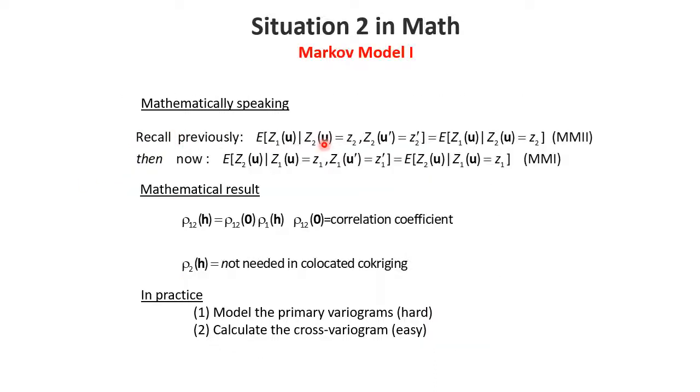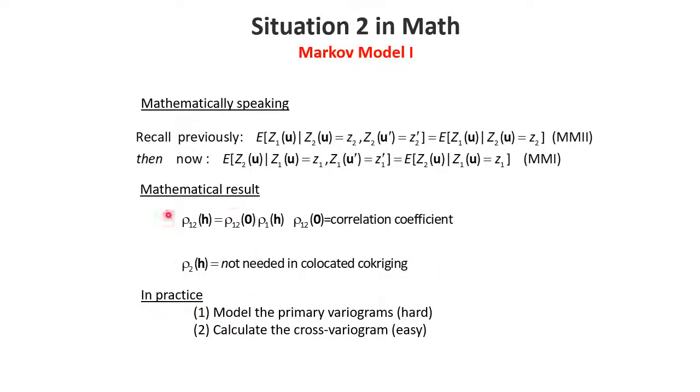Previously, this was our Markov model 2. For our Markov model 1, we just reverse Z2 and Z1, and we get this other condition here. So that means essentially this condition. This Markov model 1 leads to easier equations. First of all, the cross covariance is simply the primary covariance times the correlation coefficient. And again, because we don't need the secondary variogram in collocated co-kriging, we're basically done now.